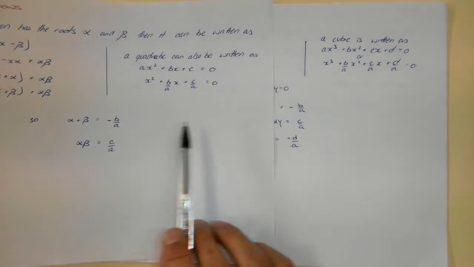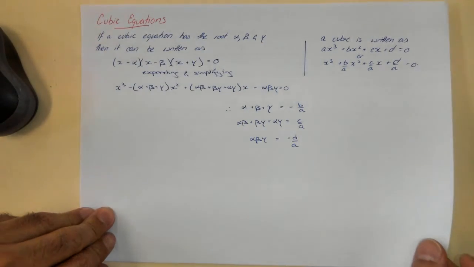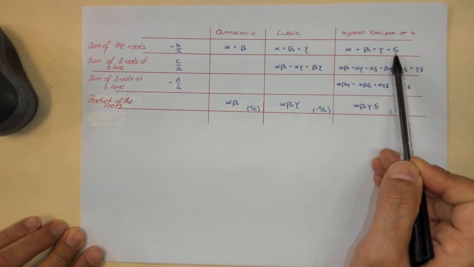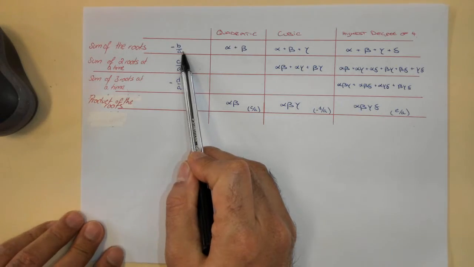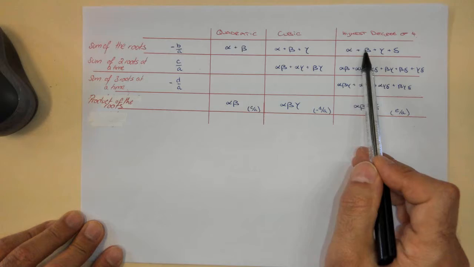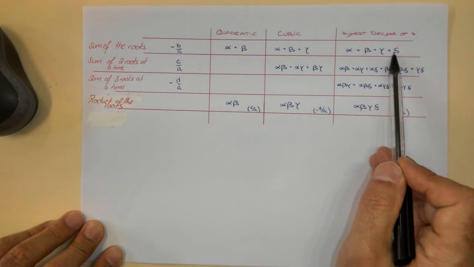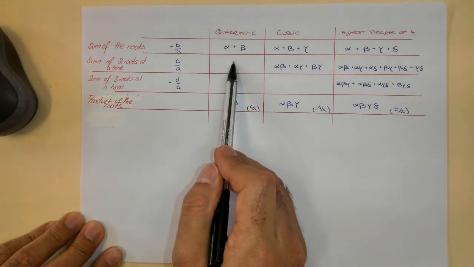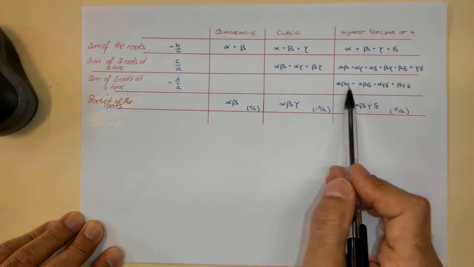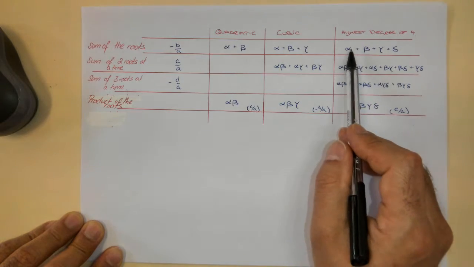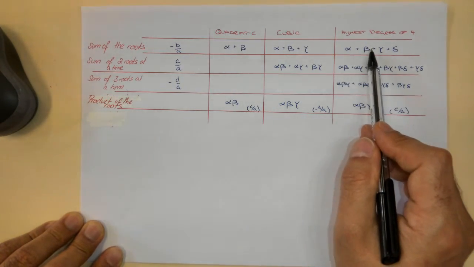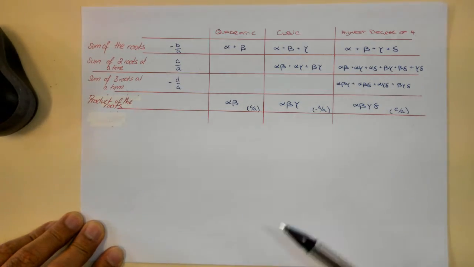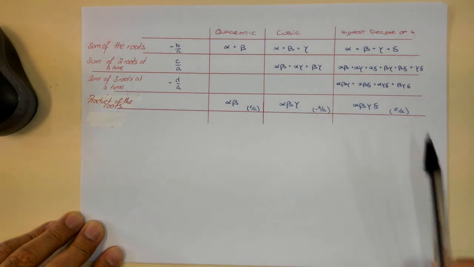Notice the slight pattern between them. So if I were to have a quartic with four roots, alpha, beta, gamma and delta, the sum of the roots is the same as negative b on a. Now, the sum of the roots taken two at a time, so alpha beta, alpha gamma, alpha delta, beta gamma, beta delta, gamma delta, is going to be c on a. If you want the sum of three of the roots at a time, so alpha beta gamma, plus beta gamma delta, plus alpha gamma delta, that's going to be negative d on a. The product is e on a, and so forth.